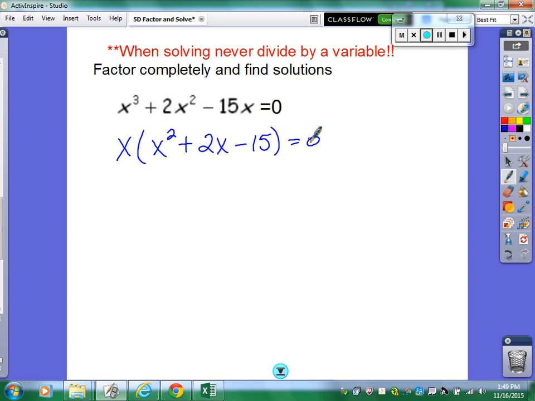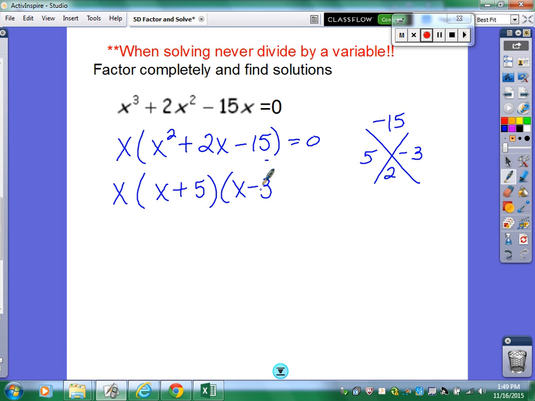Alright, let's factor. This is 3 terms, so we're going to factor with the A times C method. So what multiplies to give us negative 15 but has a difference of 2? Well, this is familiar. We just did this. 5 and negative 3. I've got my x. You can't throw that away. Keep that to factor completely. Whenever you're factoring, you have to keep your GCF. Lead coefficient is 1, so I can go directly to my factors: x times x plus 5 times x minus 3 equals 0. So there it is, factored completely.